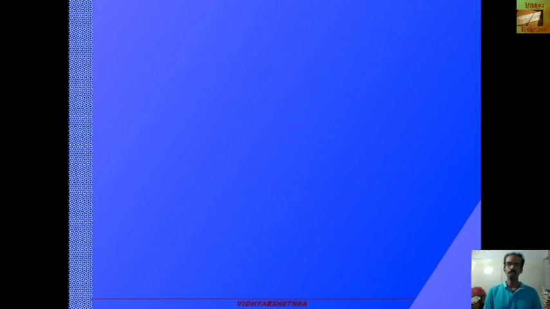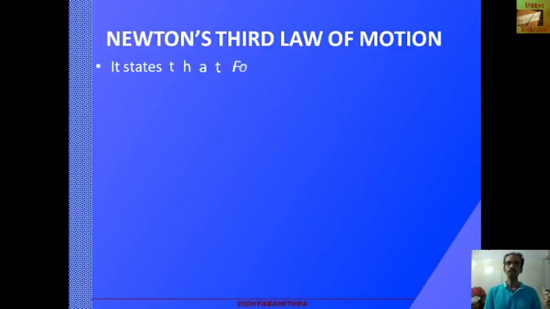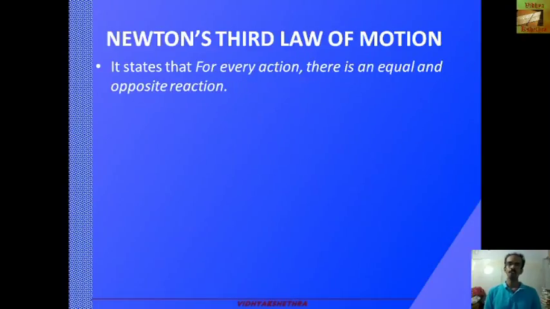Now let's see the basic statement for Newton's third law of motion. Newton's third law of motion states that for every action, there is an equal and opposite reaction. As already told, the two bodies that I have told earlier, that is body A and B, and the forces which are interacting between them is FAB, which is the force exerted by A on B, and FBA is the force exerted by B on A.